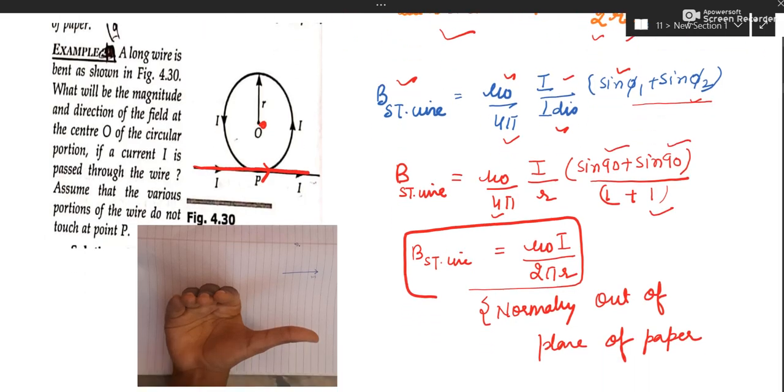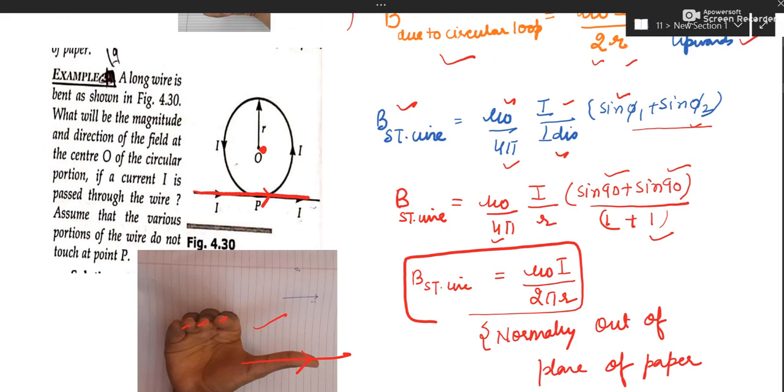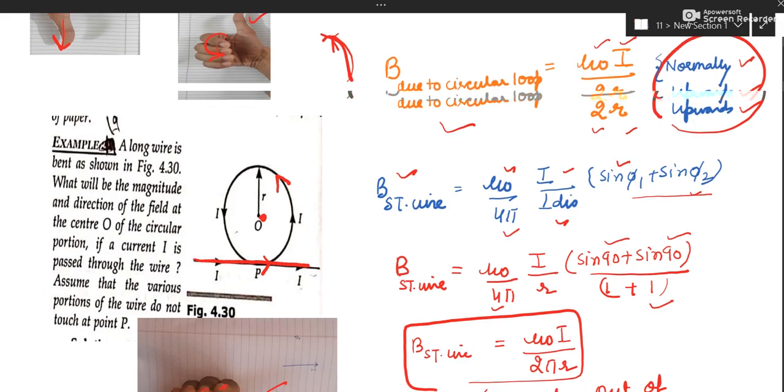And what about the direction? Direction, you can keep your thumb along current. Your fingers will come outside. So this is outward. And what is the direction of this? This was also outward. You can keep your curls along current. Keep curls of right hand along current. You will see that is upward.